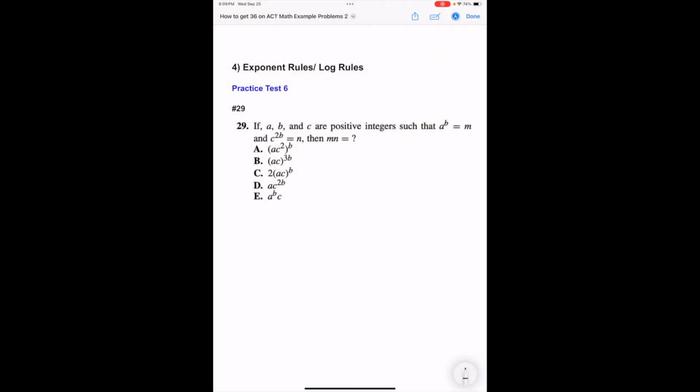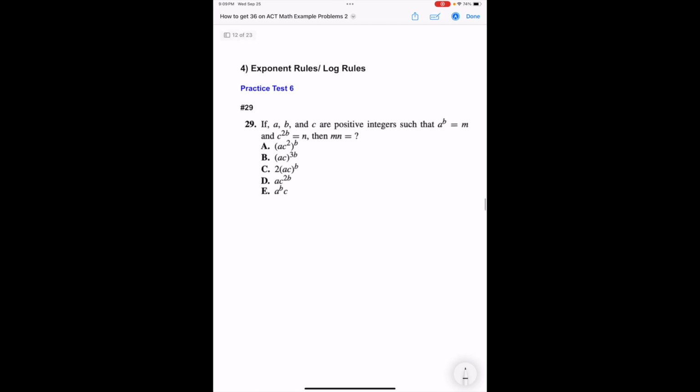Let's try a problem here, and this is practice test number 6, and this is question number 29. And it states that if a, b, and c are positive integers such that a to the b power is equal to m and c to the 2b is equal to n, then what is m times n? So this is basically saying what is a to the b times c to the 2b.